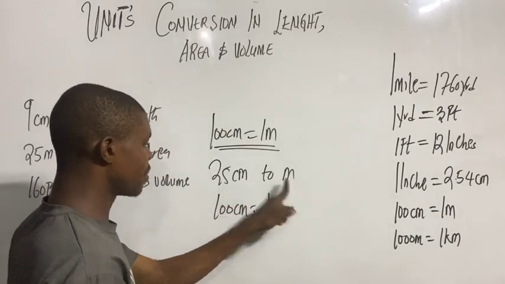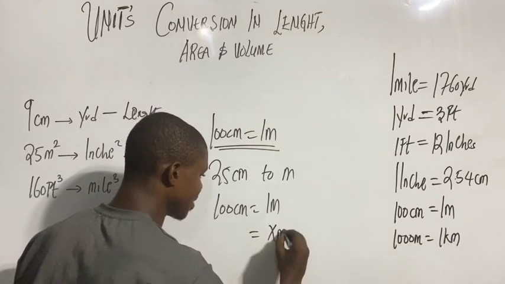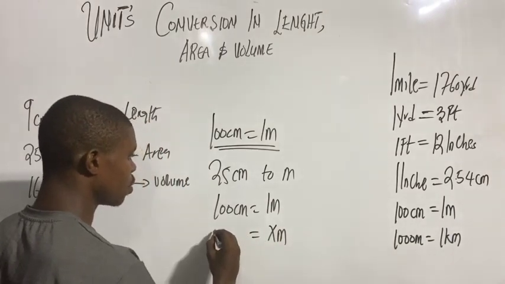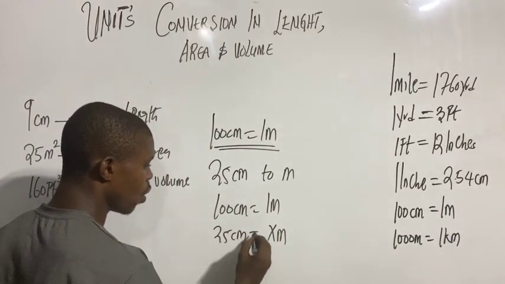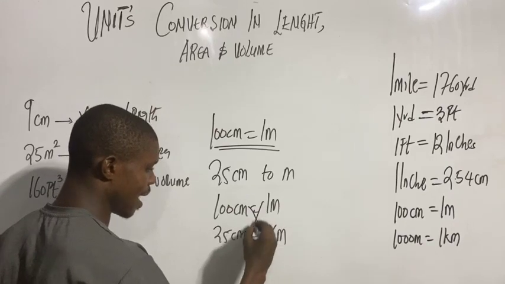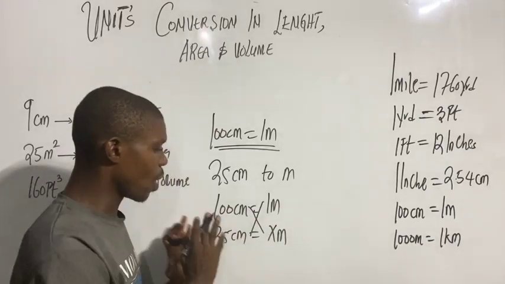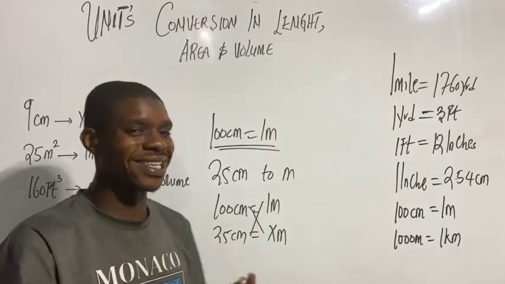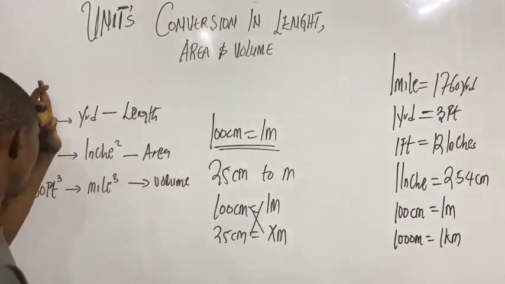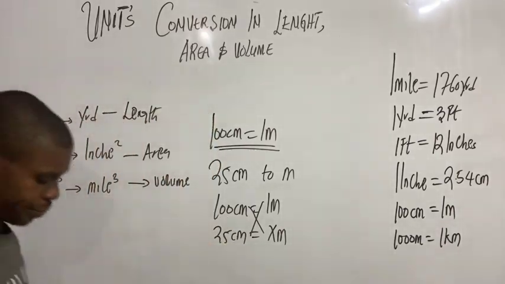Then we are converting to meter. You're going to have x meter, and you're going to have 25 centimeter. What we want to do is to cross multiply, right? Now, but we are not going to use this method here. I'm going to show you a simple method so that you're able to know how to convert this one here.